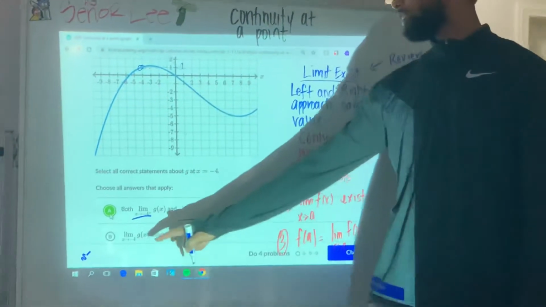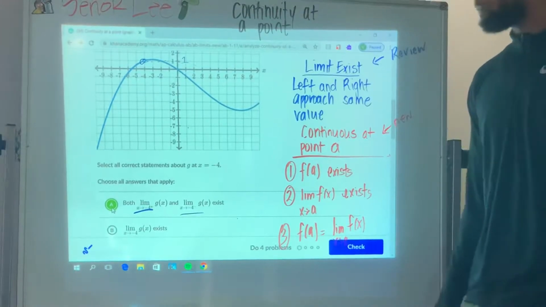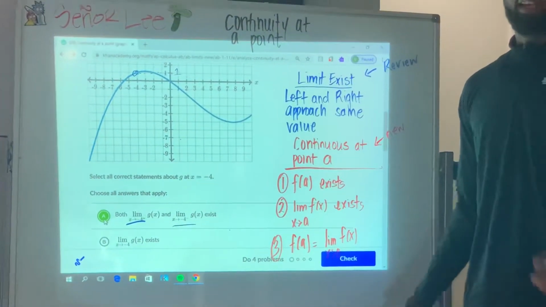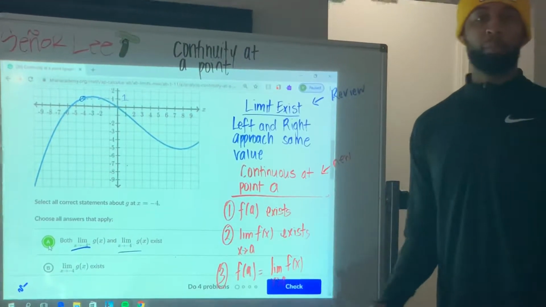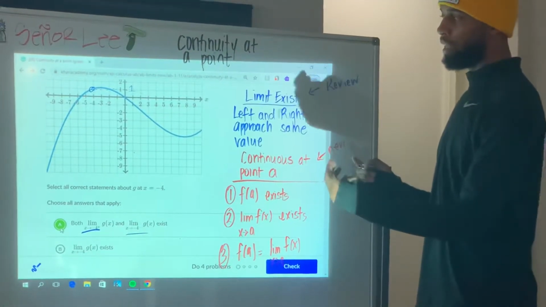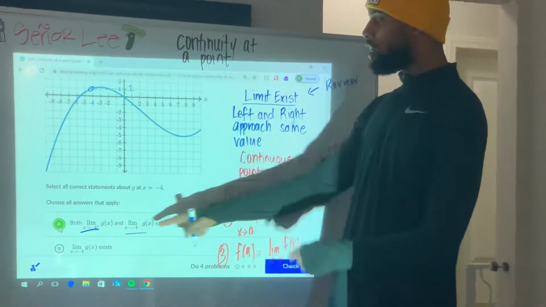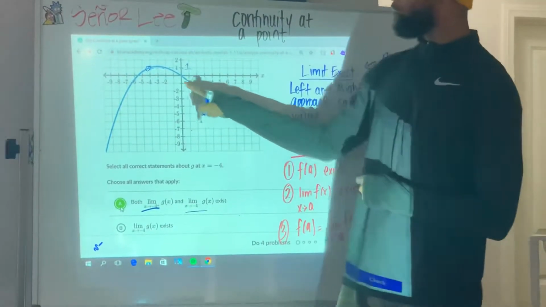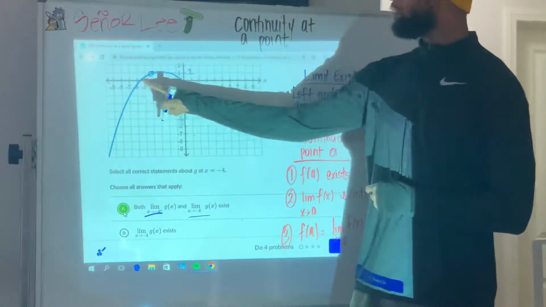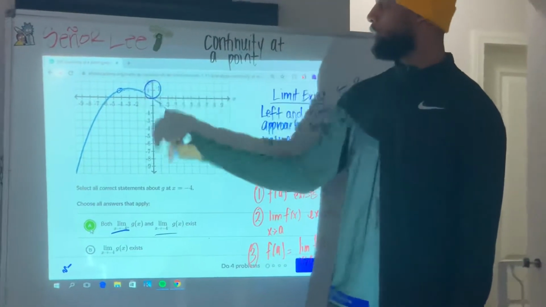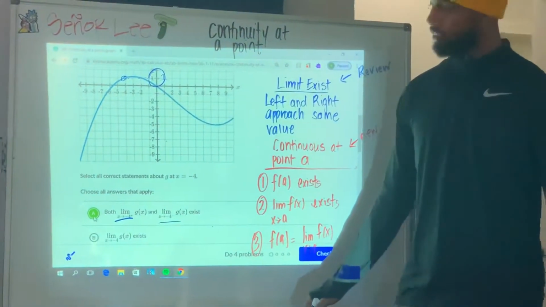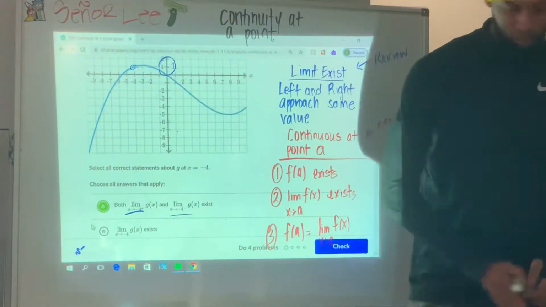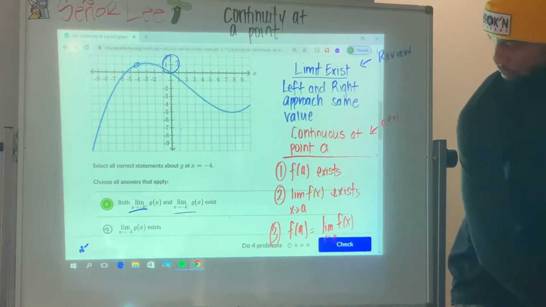Part B says the limit of g of x as x approaches -4 exists. Now remember, in order for this limit to exist, it needs to approach the same number from the right as it does from the left. And we just saw in part A that if you trace it from the right and from the left, it goes to the same value. It goes to 1. So yes, the limit actually exists. So I'm going to click B.